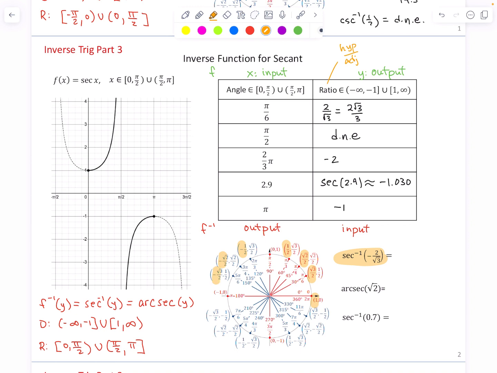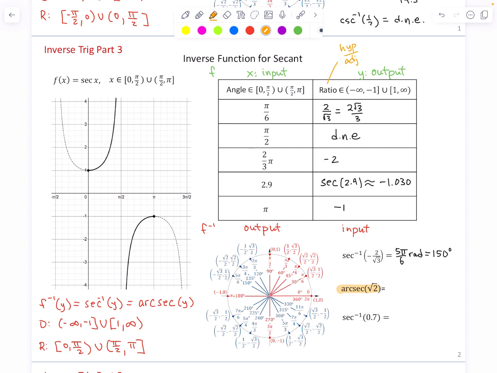So looking at all the first coordinates across the first and second quadrants, look for a -rad 3 over 2, which happens right here for this angle. This is an angle that's in the second quadrant. It's in this interval from pi halves to pi. Therefore, it is an acceptable answer. 5 pi 6 radians, or 150 degrees. Look at the next one.